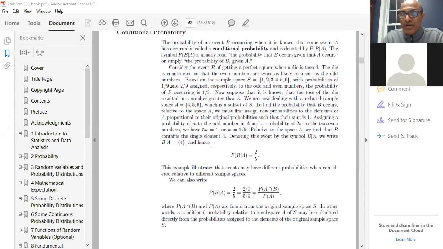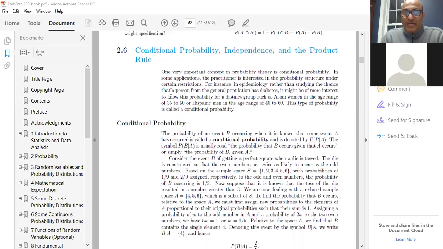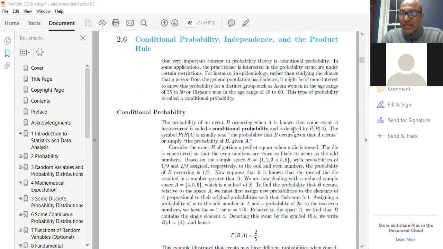Again, we are going to see the conditional probability in two cases, whenever you have the mutually exclusive events, and dependent and independent events. So you can see over here the probability of an event B occurring when it is known that some event A has already occurred, that probability is called the conditional probability, and that is given by probability of B given A. This is read as probability of B given A. That means the probability that B occurs given that A occurs, or A has already occurred.